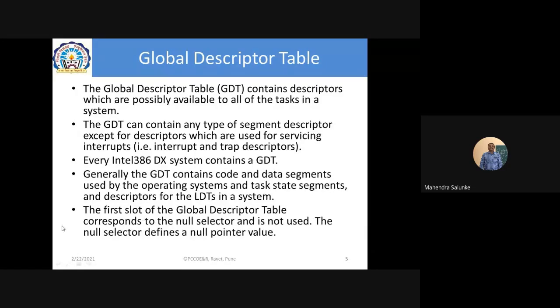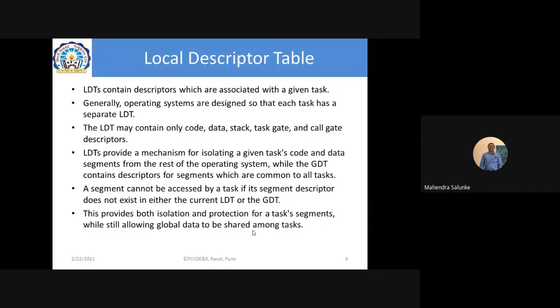So this null descriptor is basically a null pointer, right? So the null selector defines a null pointer. Null pointer means these values will be zeros. All right, and that is a mandatory part of your system.